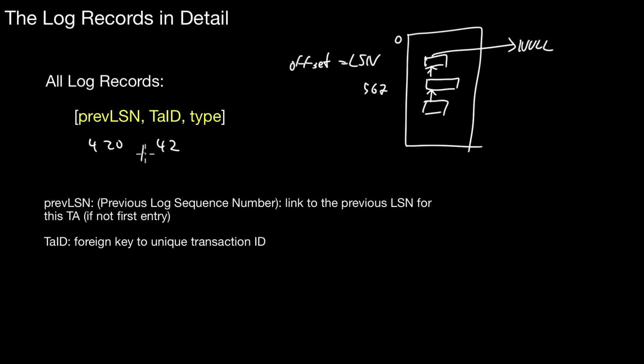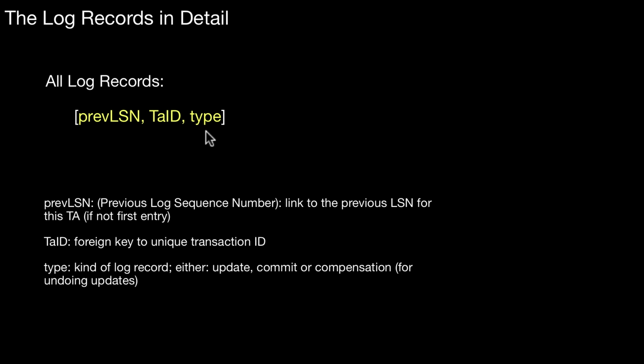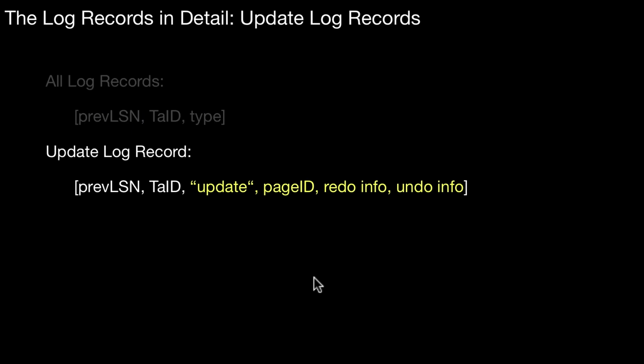And there's a third field that is the type of log record. We will differentiate between different types of log records. This type is basically something like an update log record, a commit log record, or a compensation log record. We will look at the details in a moment. Those are the kinds of fields you find in every log record. So let's look at update log records. What is an update log record?